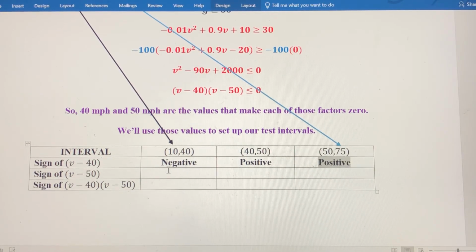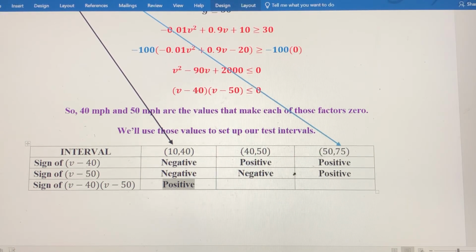Let's use 30 in this interval again. 30 minus 50 is negative. 45 minus 50 is negative. And 60 minus 50 will be positive, okay? So if I've got a negative factor times a negative factor, that's going to give me a positive. Notice from my inequality I ended up with, I needed to be less than 0 or negative here, okay? So 10 to 40 is not part of my solution set. The mileage here would not be over that 30 miles per gallon that we started with as our goal, okay?